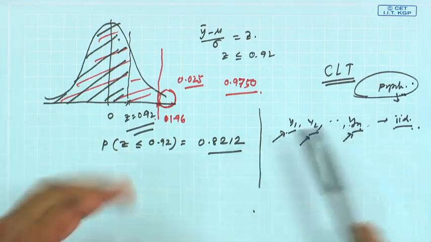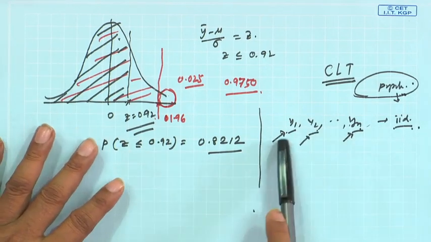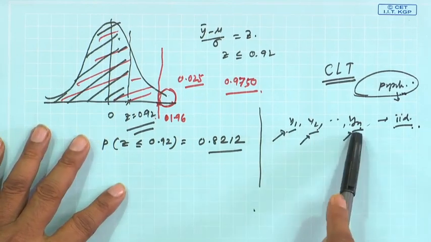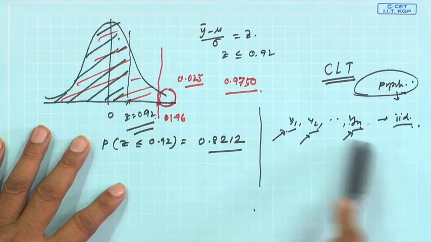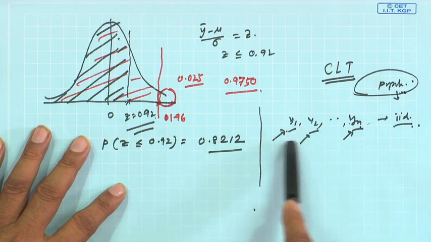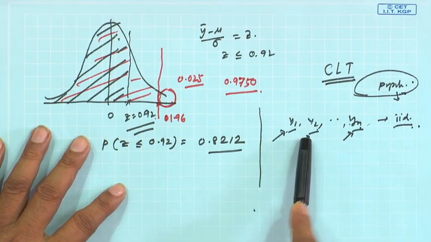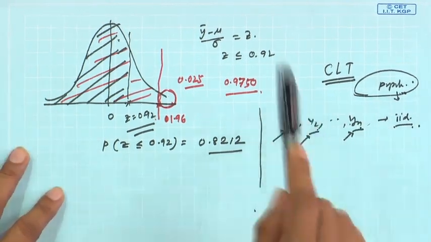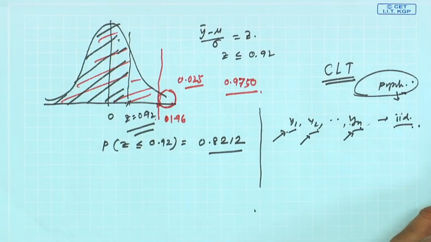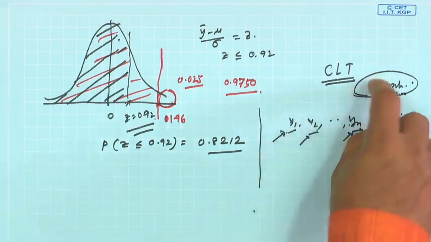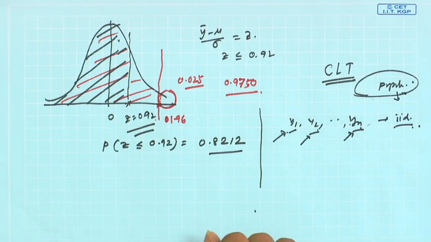Keep in mind, you have not collected data yet. You are thinking that you will be observing n observations or n data points. So what will the y1 value be? It can be any value. That is why it has a probability distribution, and that too the same probability distribution as the population.